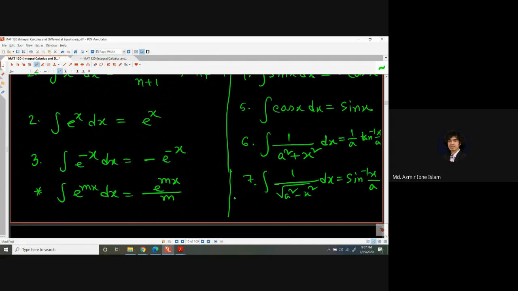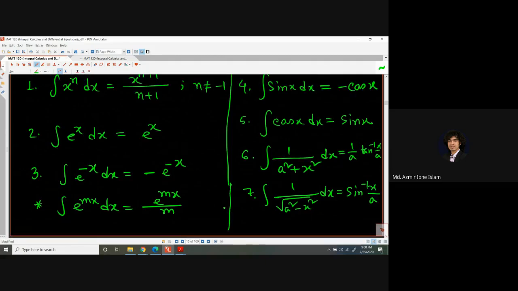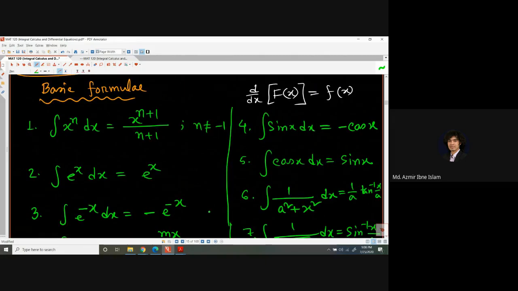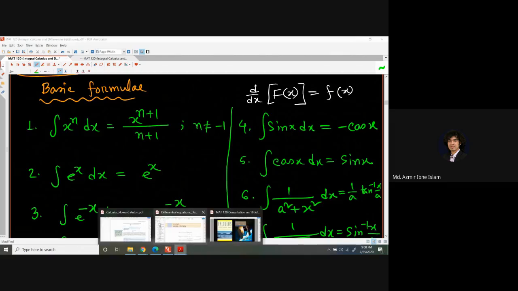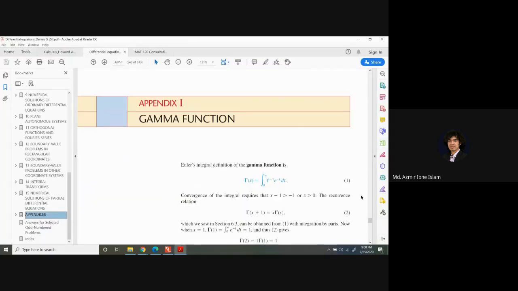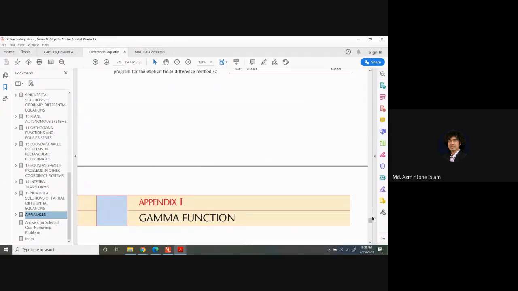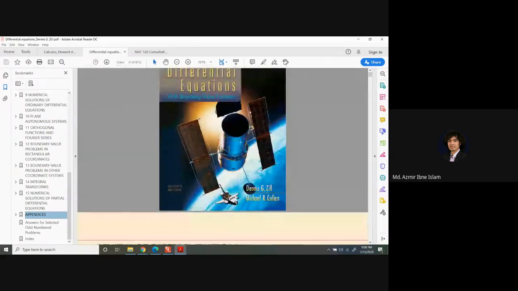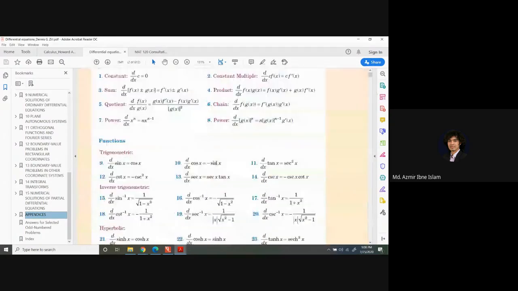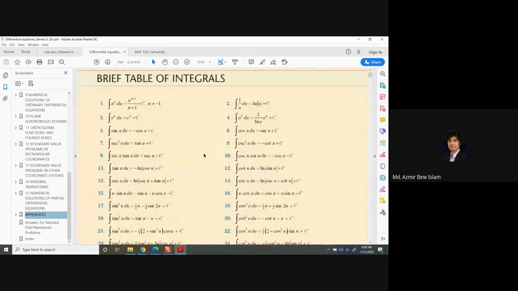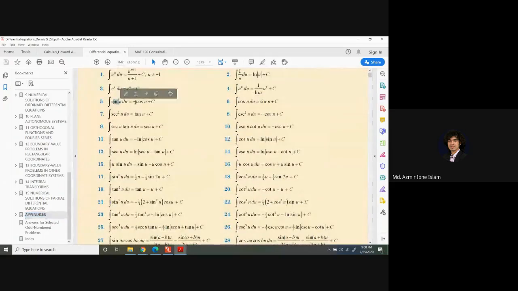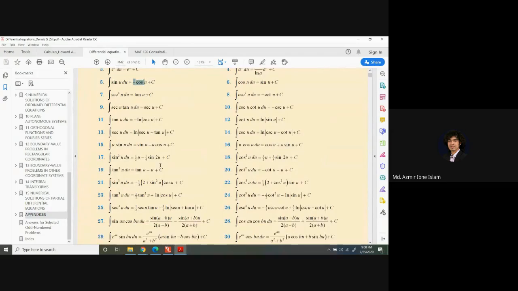So whatever formulas I have written, you don't need to memorize all these formulas, because you can have a look at these formulas from this book. You will find all these formulas in any reference book. Here you have all the formulas. Integration of sine u is equal to negative cosine u.